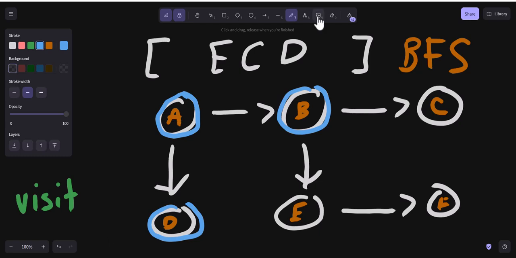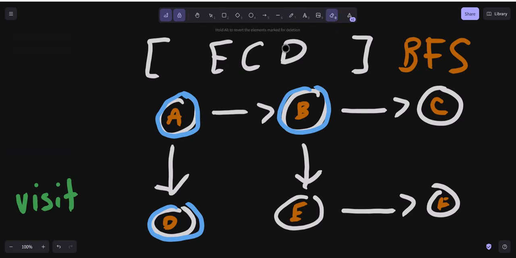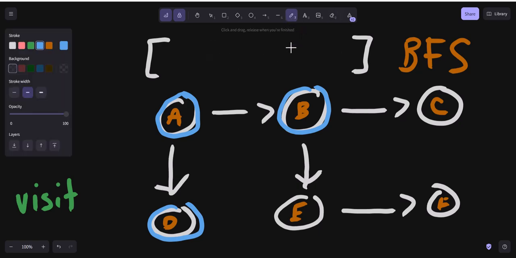So when we dequeue this, there's nothing else to add to the queue because there are no neighbors. I'm going to put C and E up a little bit just for clarity's sake. So now C is at the head of the queue, and E is right behind it. Now I tell the computer, go to C. Okay, cool, we're at C. C has no neighbors, but we mark C as visited.